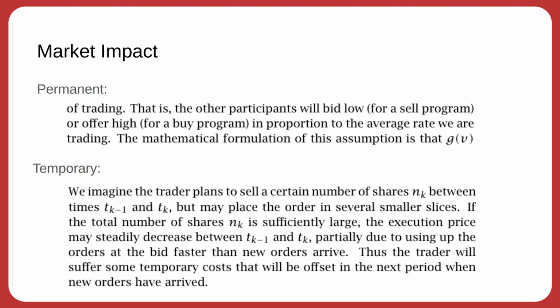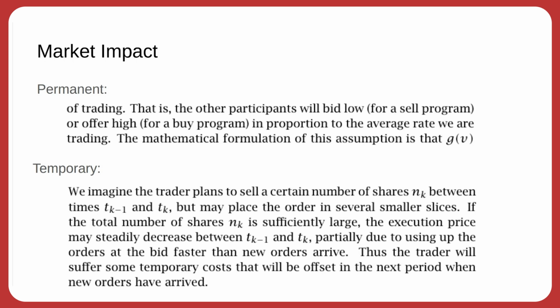So there's two types of market impact. One is a permanent market impact. And basically, it says here, the other participants will bid low for a sell program or offer high for a buy program in proportion to the average rate we are trading. So basically, we get into the market, we move the market, and the market stays up where it is during the period while the trade is on. So when it says permanent market impact, it actually refers to the period while you execute that trade. After the trade has fully executed, we really don't care about market impact anymore, so we leave that out.